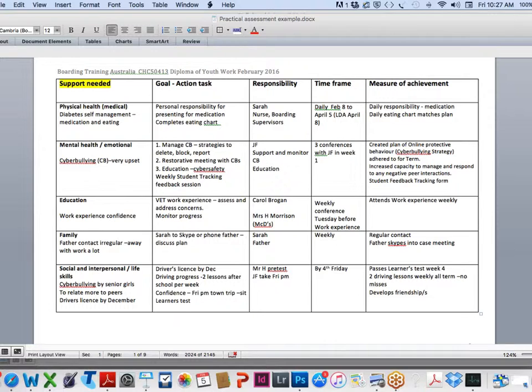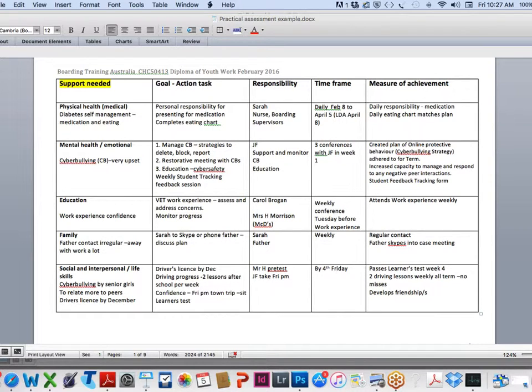We'll just quickly work through these supports. The main problem in education, she's doing great there, but the work experience is her main problem. So we're going to work closely with her vet teacher and have weekly conferences, and she's going to aim to attend work experience every week, not miss any weeks till the end of term. So you'd be talking all through this with the student as you're writing up this plan, and then you'd be following it through regularly throughout the term with weekly or fortnightly meetings.